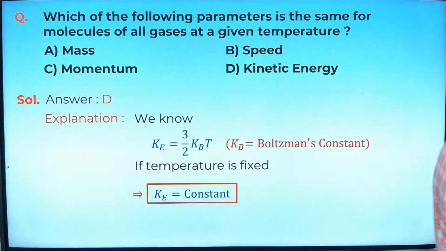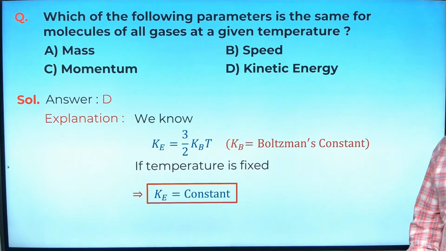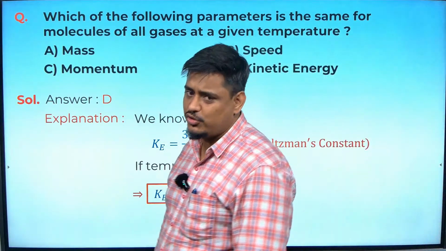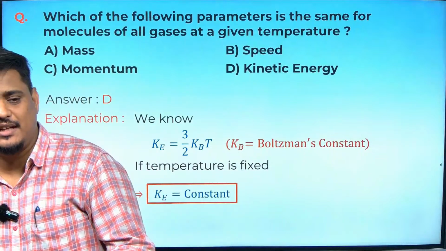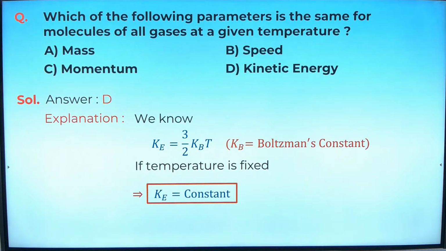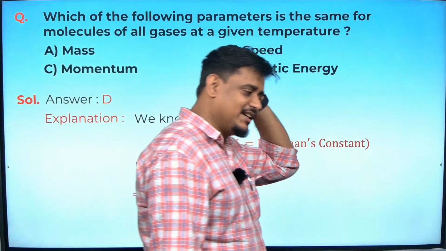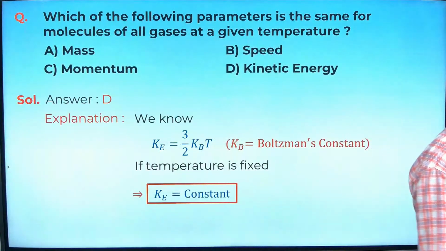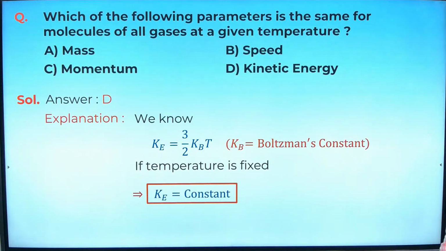Actually, speed, velocity should also be there, because kinetic energy is a factor, then velocity also should be a factor, isn't it? Because kinetic energy is half mv square. Different gases means mass is different, sir, so velocity will be different too, no, sir. If mass is going to be different for different gases, velocity is also going to be different. So what is going to be constant? Kinetic energy is going to be constant.